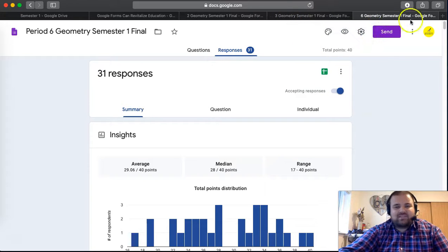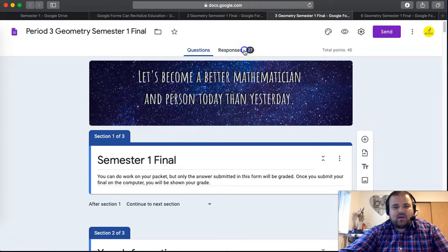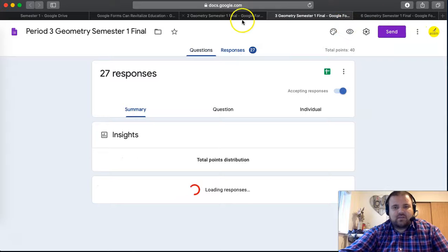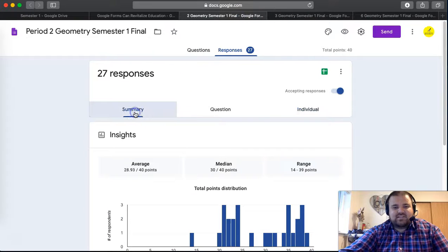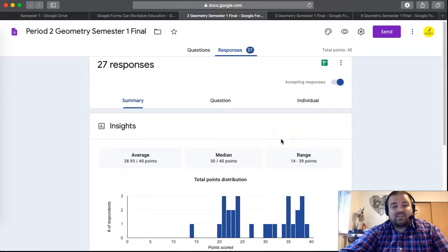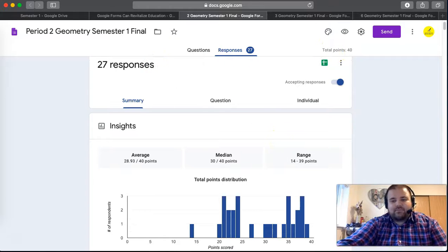But what I like about this is I can quickly look at all my classes. Here's how 6th period did. Here's how my 3rd period did. And then here's how my 2nd period did. So it's easy for me to look at all 3 of my classes and look at them separately. So that's a recommendation that I have.